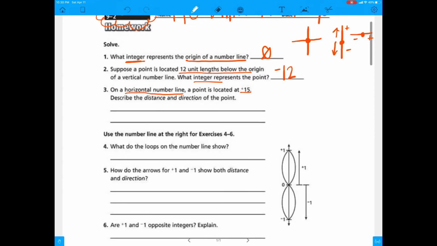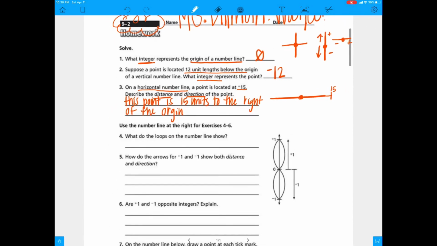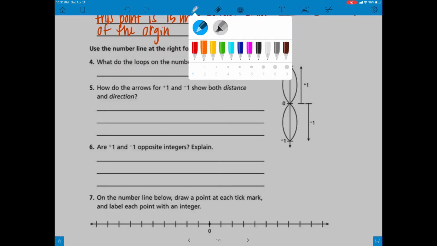On a horizontal number line, a point is located at positive 15. Describe the distance and direction of the point. So I'm drawing another line. If we're looking at the distance and the direction, this point, positive 15, they're very specific with that, it's 15 unit lengths to the right of the origin. It goes to the right of zero. If this had said negative 15, we would be changing this to 15 units to the left of origin. If we look back at number 2, we could say that is 12 unit lengths below the origin. It'd be the same thing.